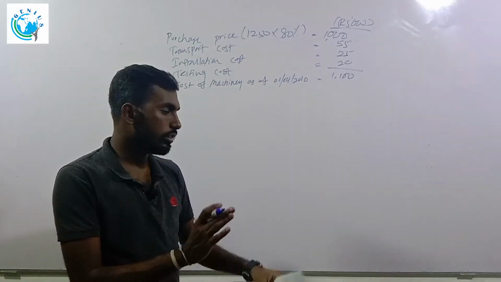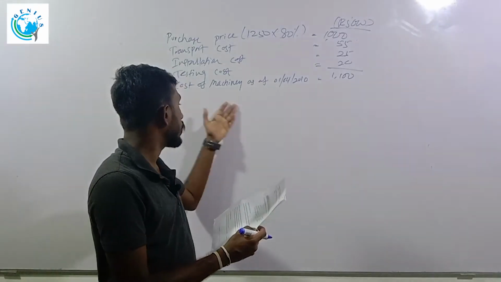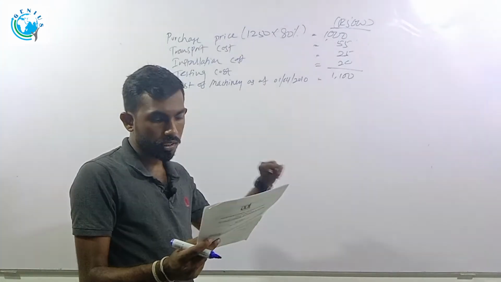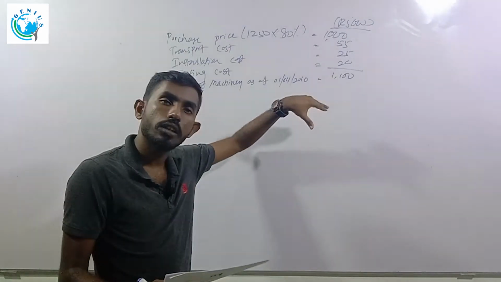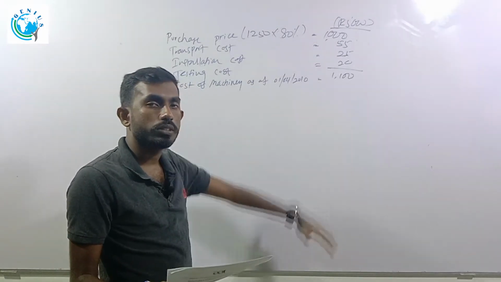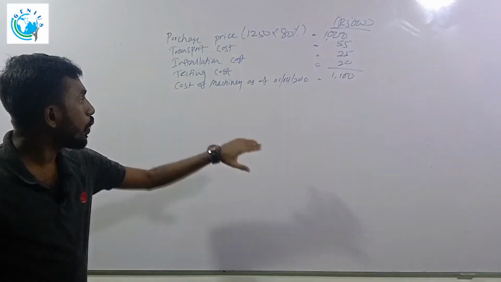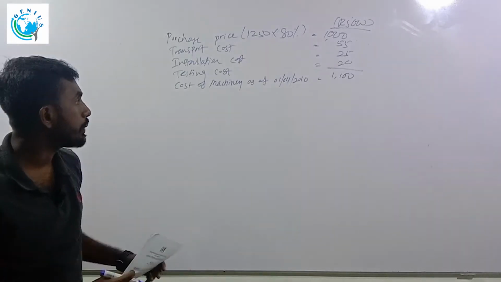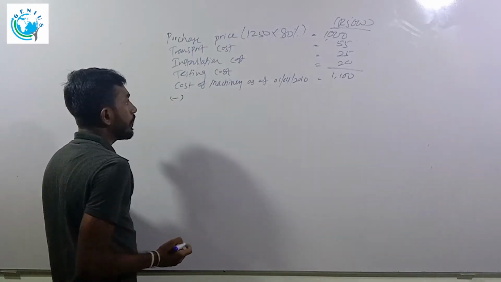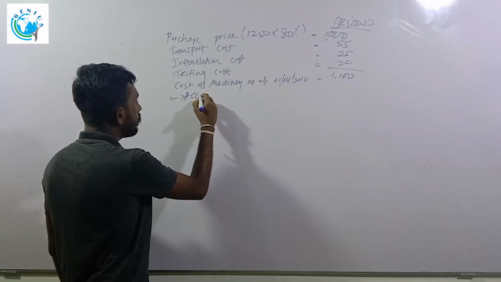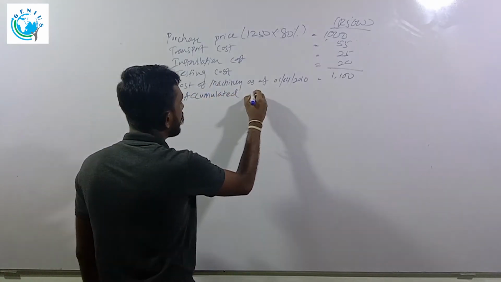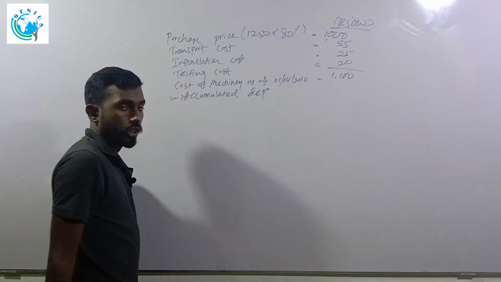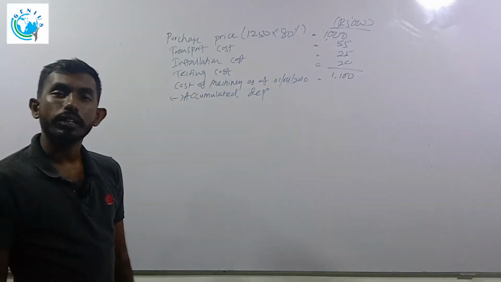But the question is asking not for the cost of the machinery, but for the carrying value of the machinery as at 31st March 2014. After 4 years, what's the carrying value? In order to find the carrying value, you have to deduct the accumulated depreciation for the whole 4 years.